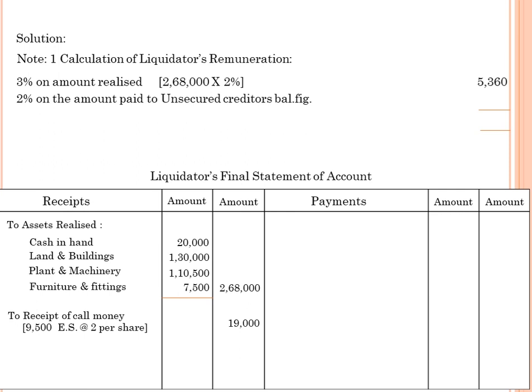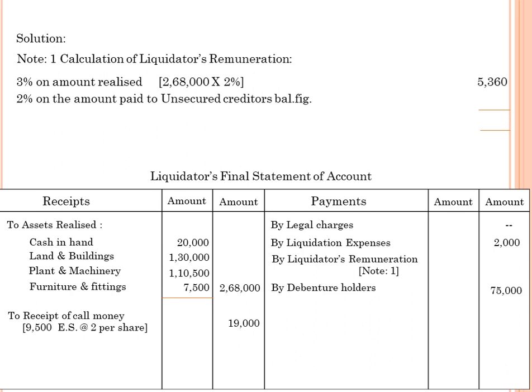Now we move on to the payment side. Start with the legal charges; we don't have any value. Next, liquidation expenses, 2,000 rupees is given. And liquidator remuneration, as per the working note, we are going to substitute the value here. Followed by debenture holders, 75,000 is given, and preferential creditors, 70,000. Now unsecured creditors. Here we want to find the balancing figure.